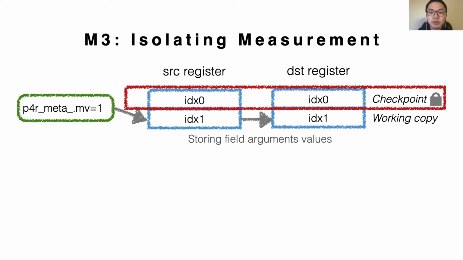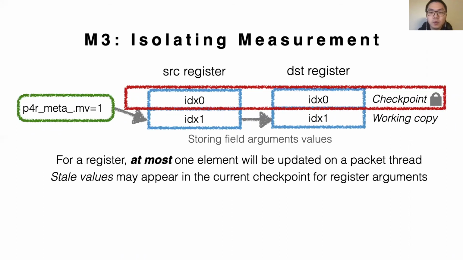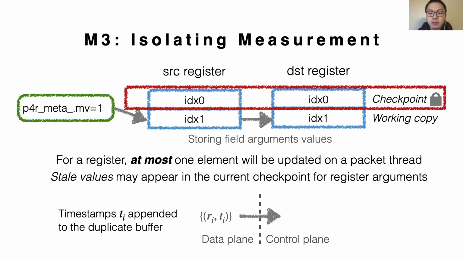For register arguments, the approach is similar. We create a duplicate version of the register with twice the instances. One issue with register arrays is that at most one element of the register will be updated on a packet thread. That means some of the entries may be stale if they were not updated while they were part of the working copy. To address the issue, the agent associates each entry with a timestamp. The control plane keeps track of the timestamp of every measured entry and only takes the newest entries. By applying the approaches above, the control plane guarantees that all measurements appear to happen at a single point in time.